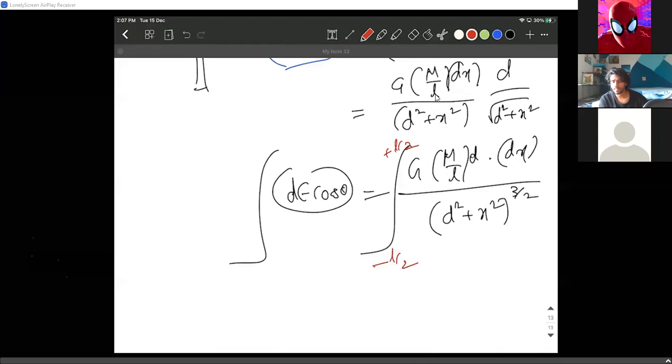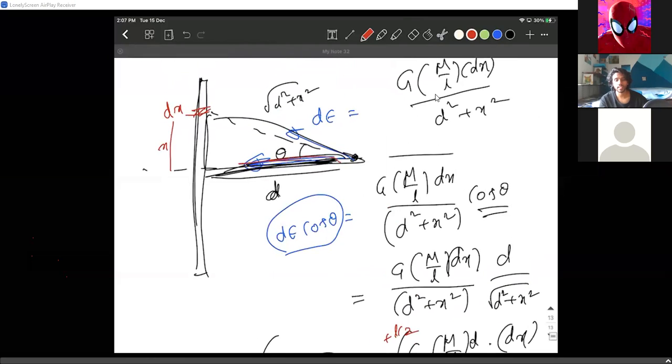So the net magnitude will be different, right? But all the directions are horizontal only, right? So that is why I can integrate.